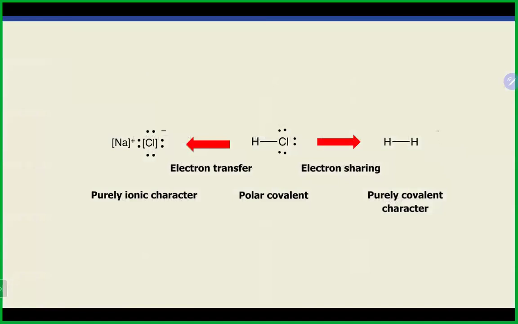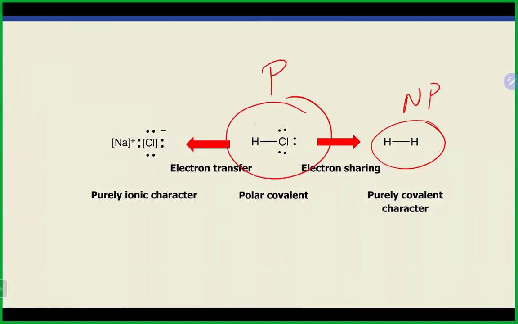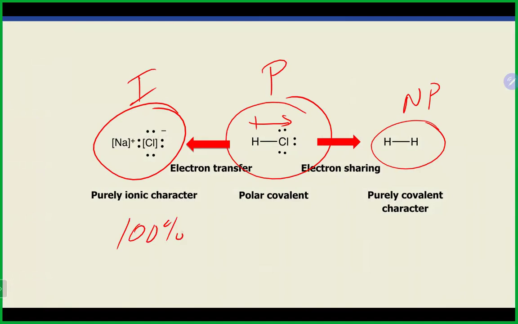Here again, equal sharing, pure covalent, nonpolar bond. Unequal sharing of electrons, polar bond, more electronegative heading that way. Ionic bonding happening over here in this case. Again, this would be more 100% ionic character. This would be 0% ionic character on that side of it. And again, obviously our polar guy in between that.